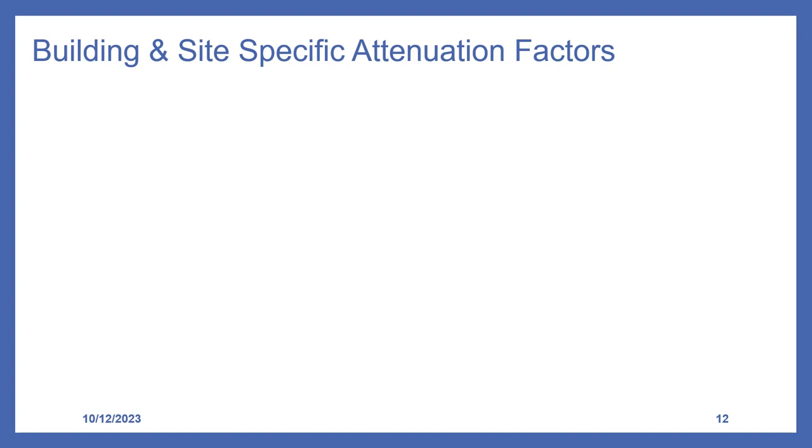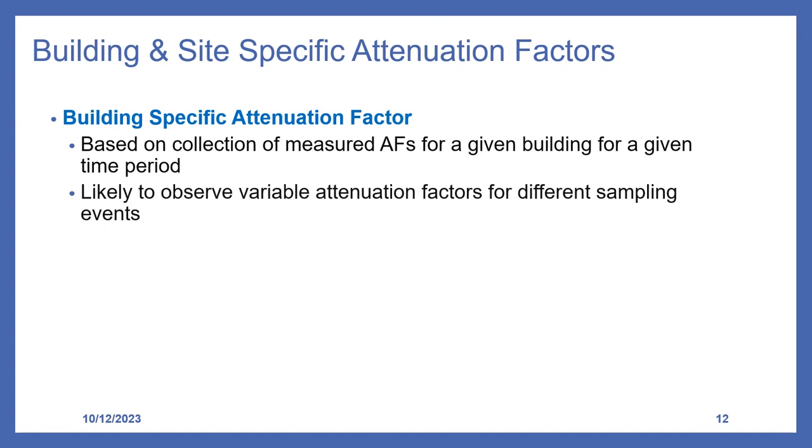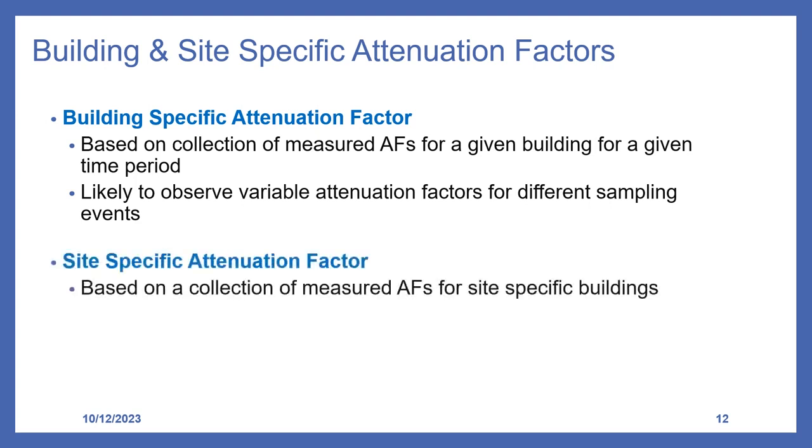Building-specific attenuation factors should be based on collection of measured attenuation factors for a given building for a specific time period. Additionally, it's likely that you're going to observe a range of attenuation factors for different sampling events. Site-specific attenuation factors should be based on collection of measured attenuation factors for site-specific buildings. I did want to exercise caution with these approaches, as vapor will behave differently for every building.